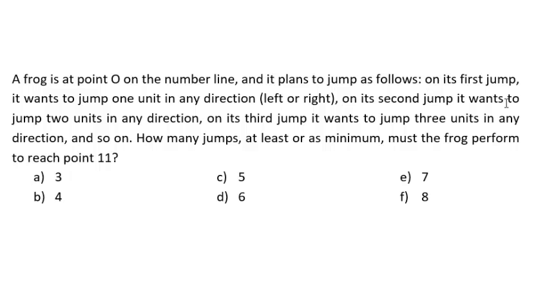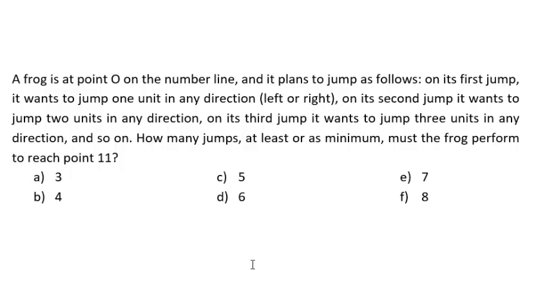On its second jump, it wants to jump 2 units in any direction, same way. On its third jump, it wants to jump 3 units. So in every jump, it's going to jump 1 more unit: the first time it jumps once, the second time 2, the third time 3. So the number of the jump is the number of units it moves. The question is: what is the minimum amount of jumps that the frog must perform to reach point 11?